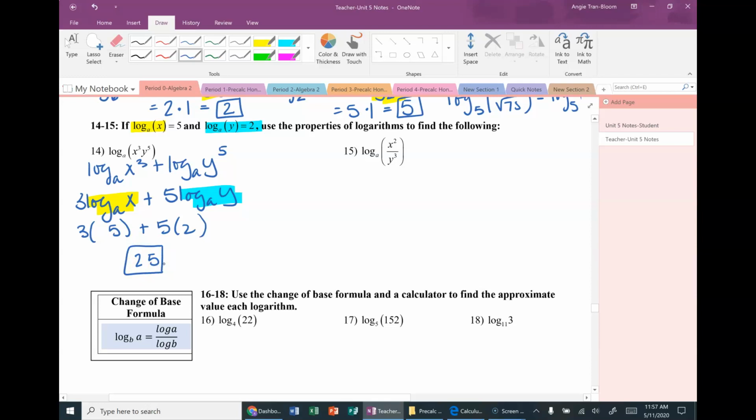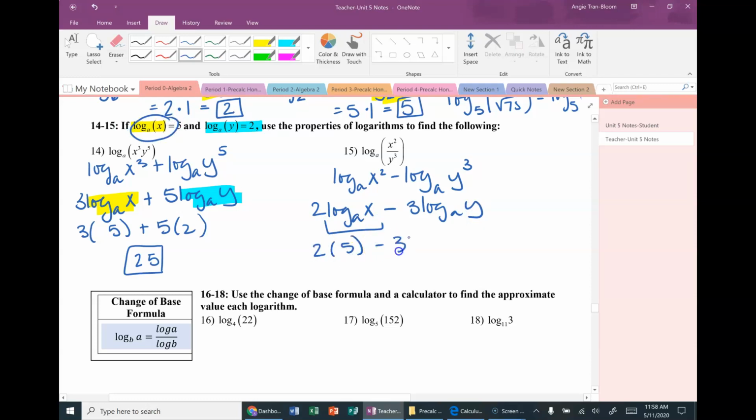Example 15, similarly, log base a of x squared divided by y to the third. Separate the division by writing it as a subtraction. Whenever you see a power, make it into a leading coefficient. So now 2 times log base a of x minus 3 times log base a of y. And we know log base a of x is 5. So that's 2 times 5 minus 3 times, we know log base a of y is going to be 2. So that's 10 minus 6. That will give us 4.